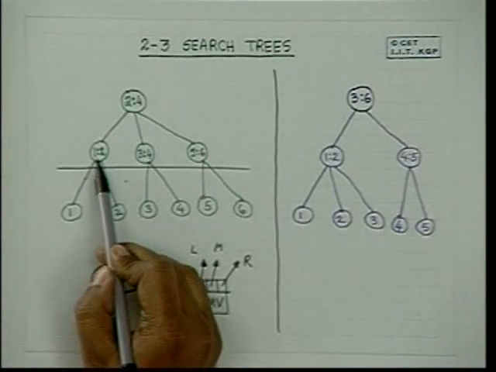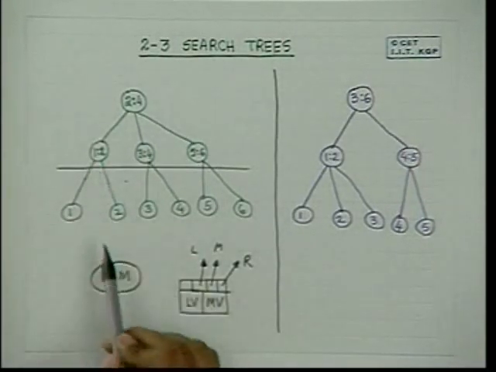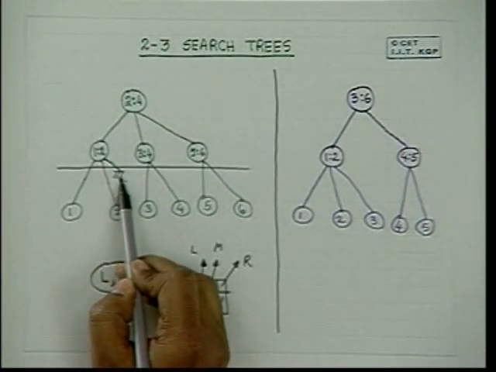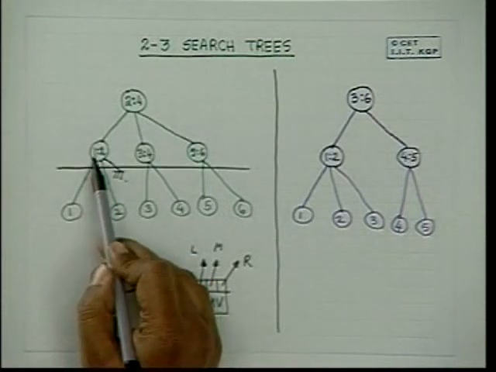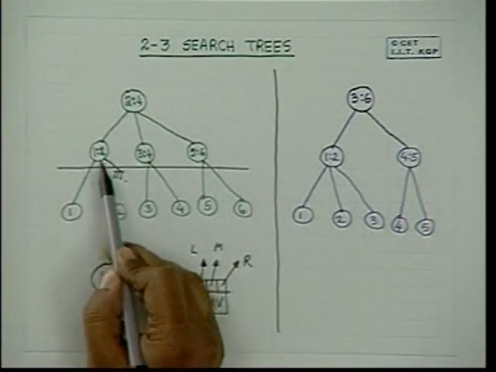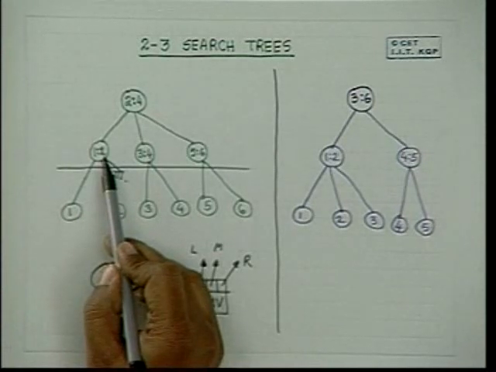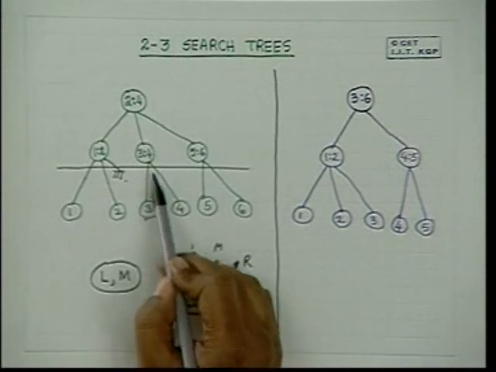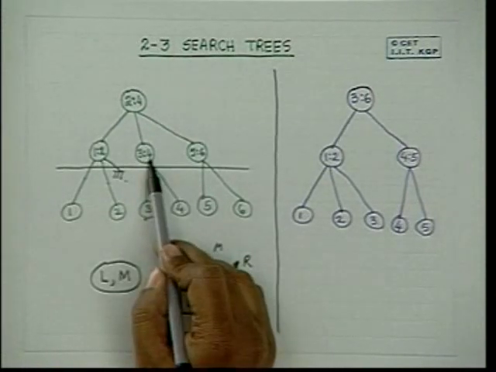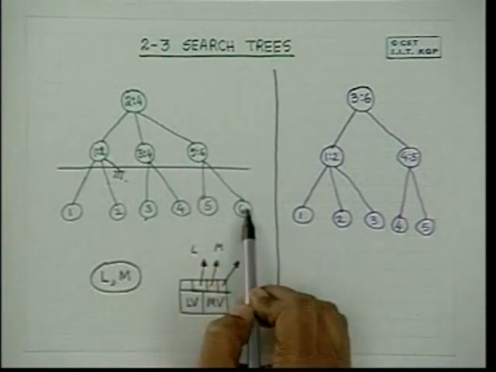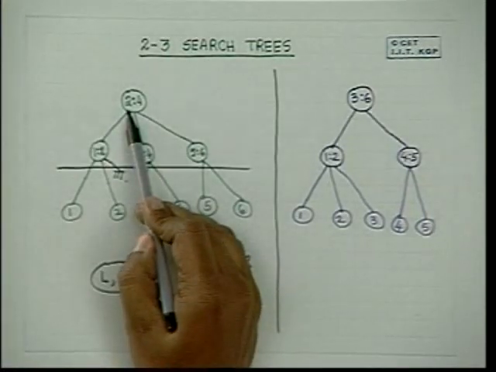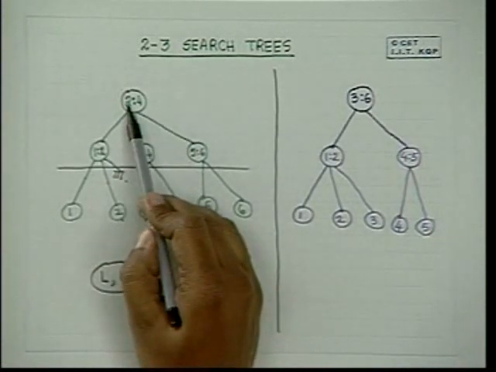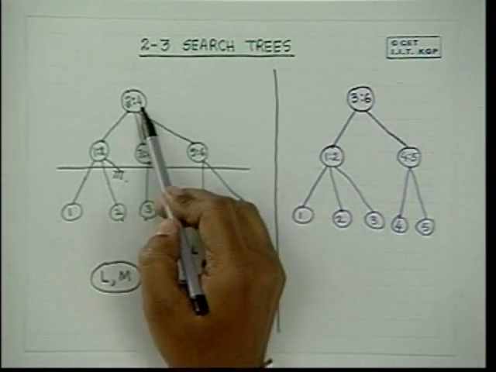So, at this node, there is no right pointer, the right pointer is null. The largest value on the left pointer is 1, the largest value on the middle pointer is 2. Clear? At this node, the largest value on the left pointer is 3, the largest value at the middle pointer is 4. Here it is 5, here it is 6. Here the largest value at the left pointer is 2, so 2 is L here. Here it is 4, so 4 is here.